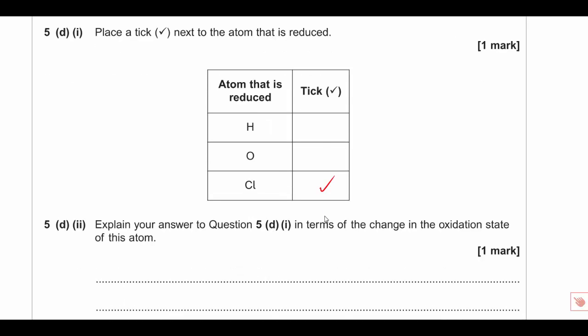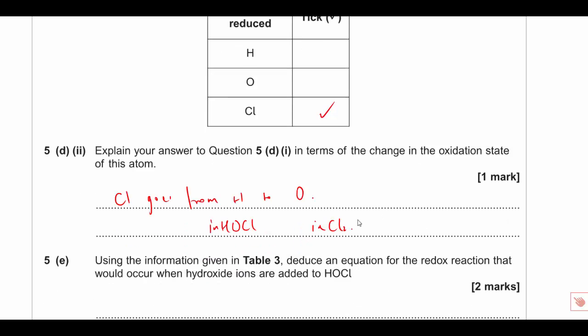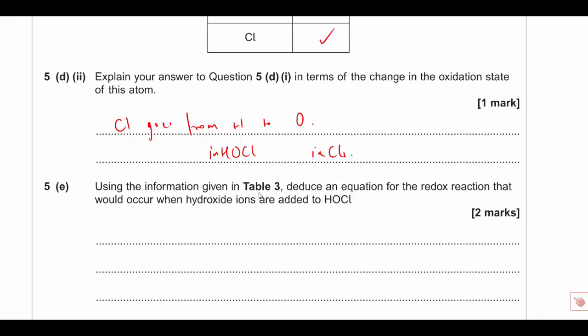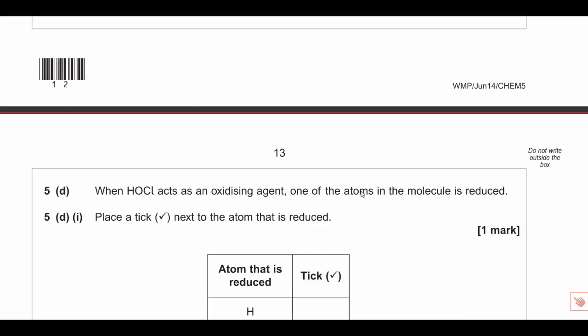Explain your answer to question 5D1 in terms of the change in oxidation state. Okay, that's exactly what I just said. So Cl goes from +1 to 0. I'd probably go +1 in HOCl to 0 in Cl2. Give it more there. 1 mark though. Nice. Using the information given in table 3, deduce an equation for the redox reaction that would occur when hydroxide ions are added to HOCl.